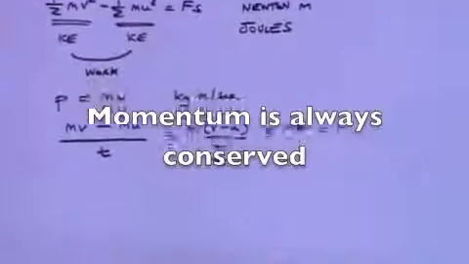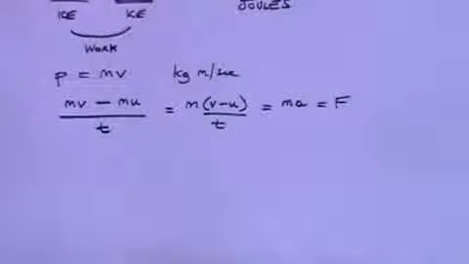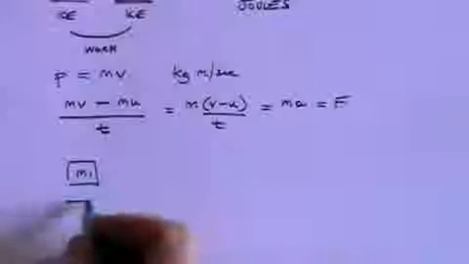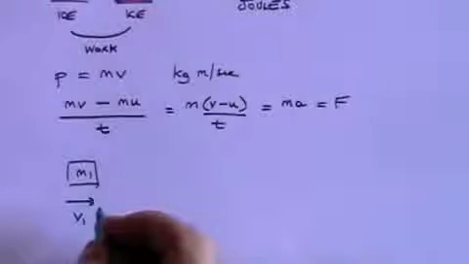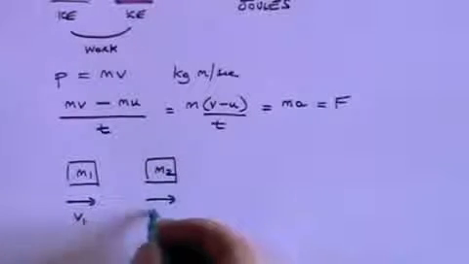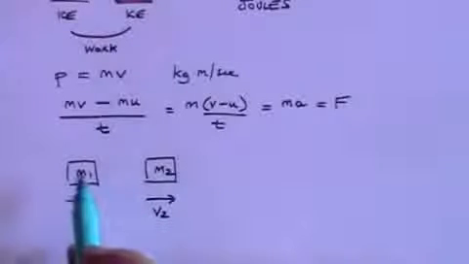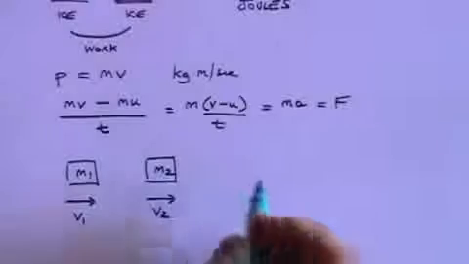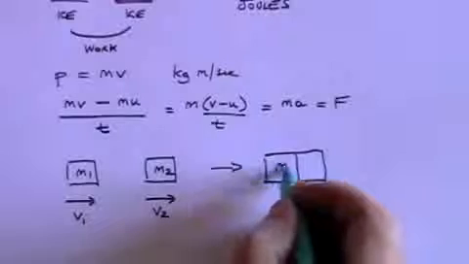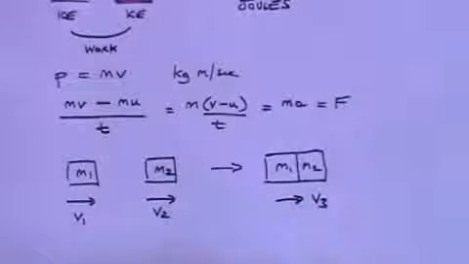Now, momentum is always conserved, provided that there is no external force. So if, for example, you have a body of mass m1 travelling at velocity v1, and it hits another object of mass m2 travelling at v2, obviously v1 must be bigger than v2, otherwise it's not going to catch it up, but it catches up and it hits it, and the two stick together and they produce a kind of combined object. M1 and M2 are now stuck together, travelling at a new velocity v3.